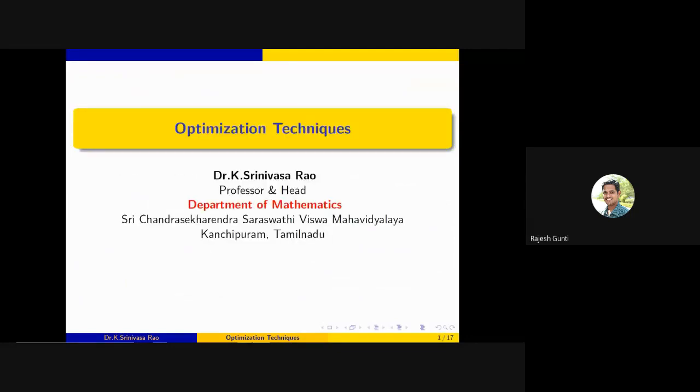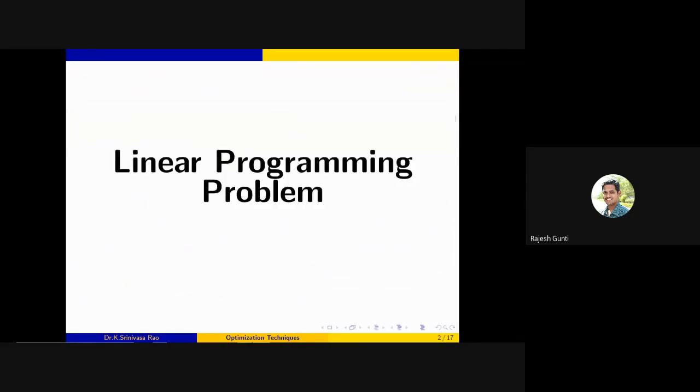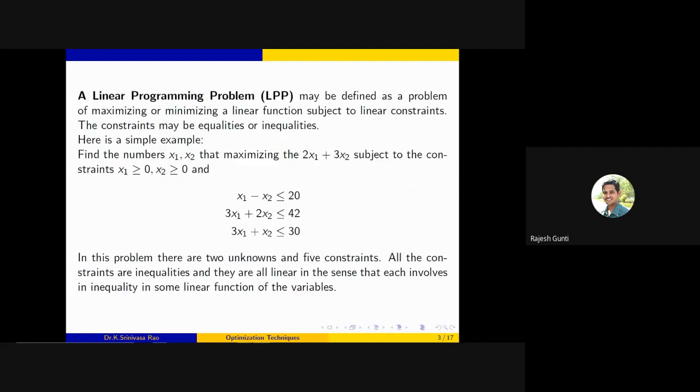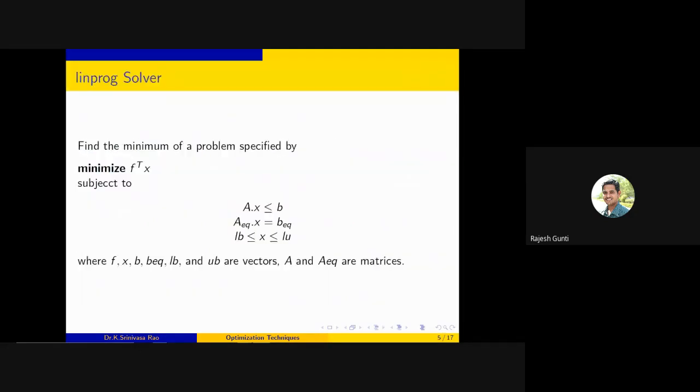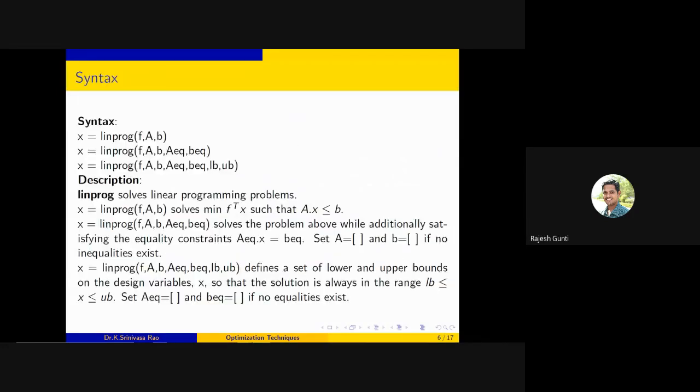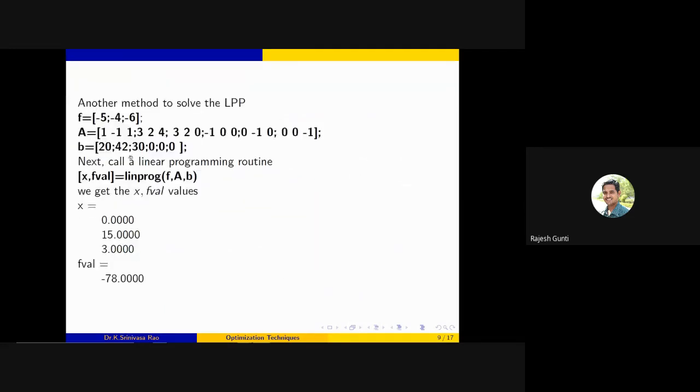Yesterday I explained two methods to solve linear programming problems using MATLAB. I explained the conventional method as well as using the optimization toolbox. Am I correct or not? So this is the standard linear programming problem. I solved it using the linprog solver as well as the optimization toolbox.